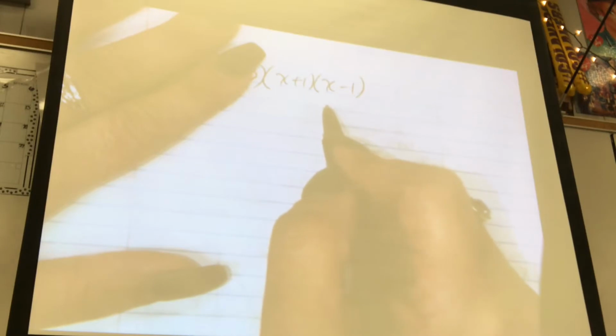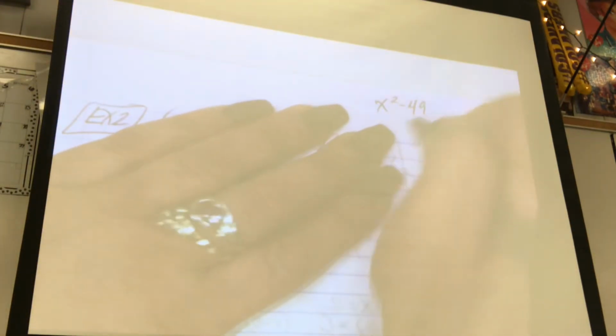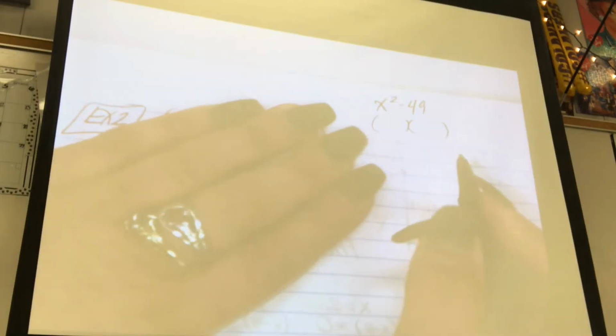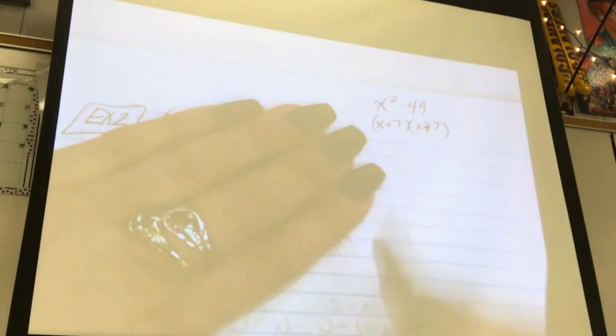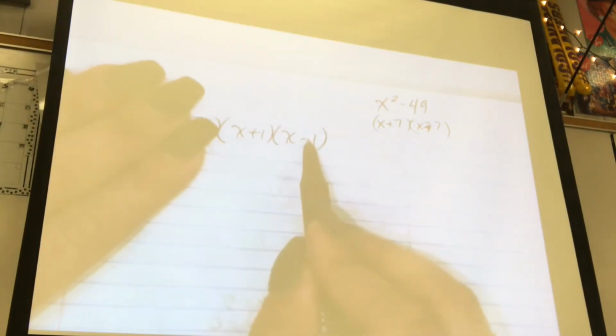Well, what is x plus 1 times x minus 1? It's a difference of squares. What is it? All right, rewind. What is x squared minus 49? Oh, x minus 7 and x plus 7, right? All right, so you went straight to 49. So what is x plus 1 and x minus 1?